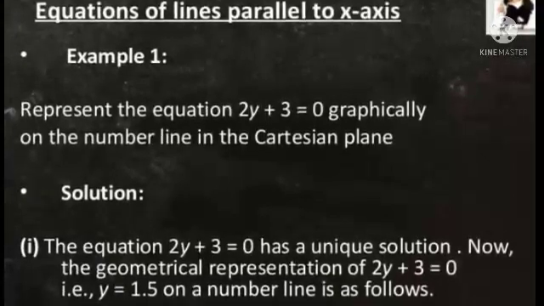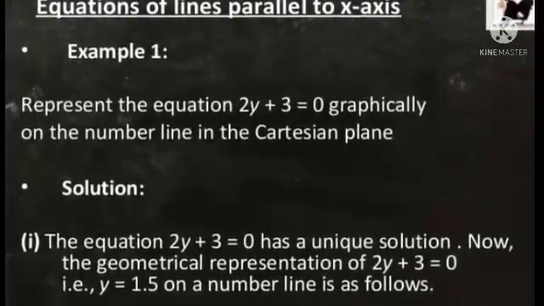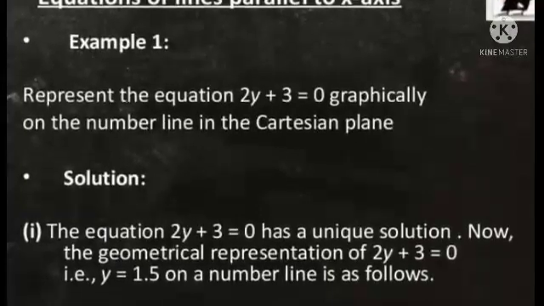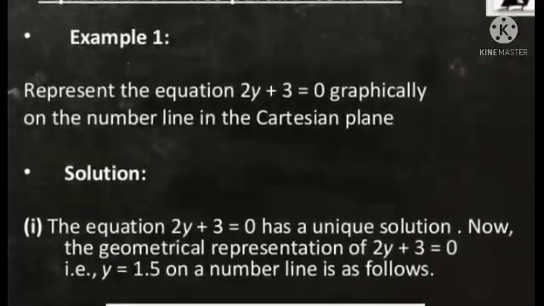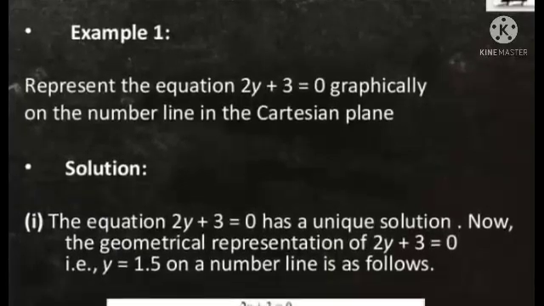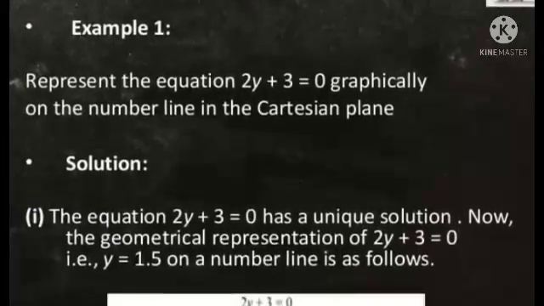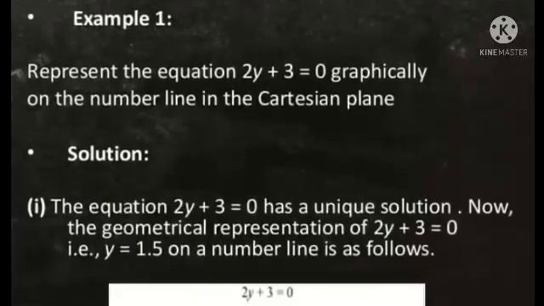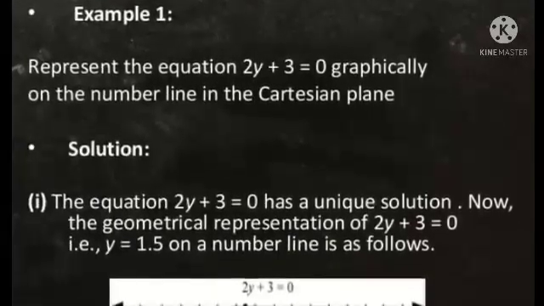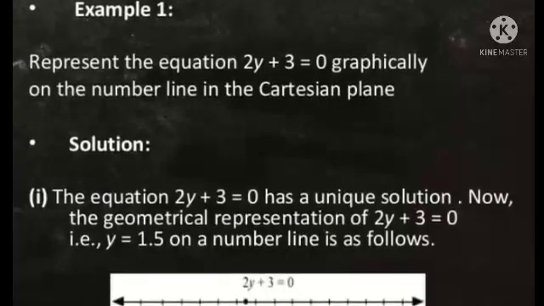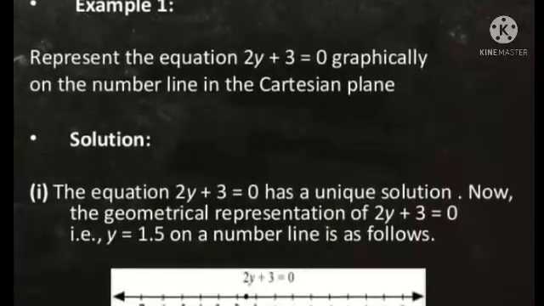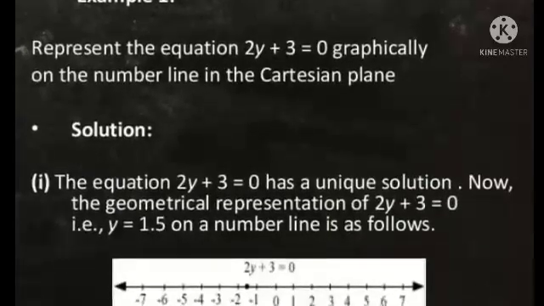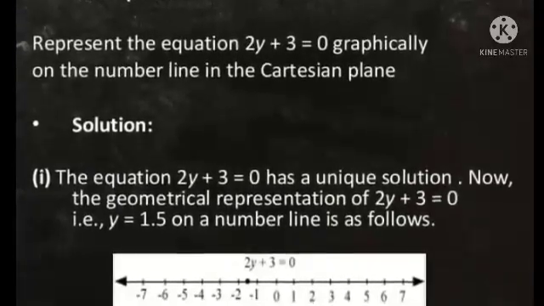Equations of lines parallel to x-axis. Example 1. Represent the equation 2y + 3 = 0 graphically on the number line in the Cartesian plane. Solution. The equation 2y + 3 = 0 has a unique solution. Now the geometrical representation of 2y + 3 = 0, that is, y = -1.5, on a number line is as follows.